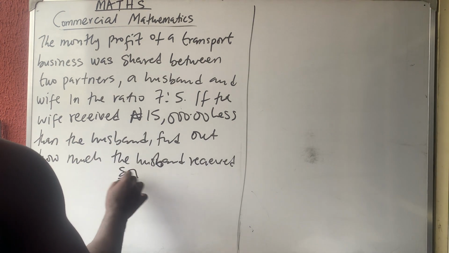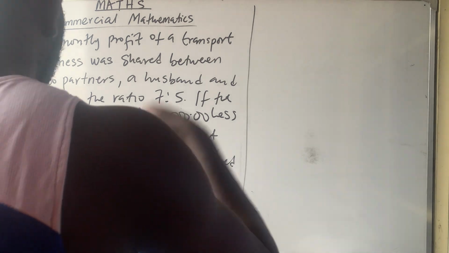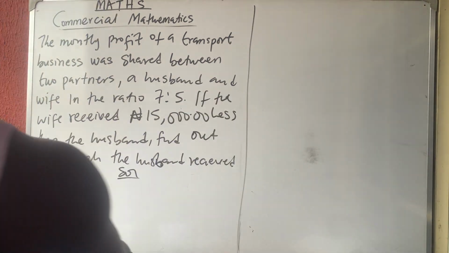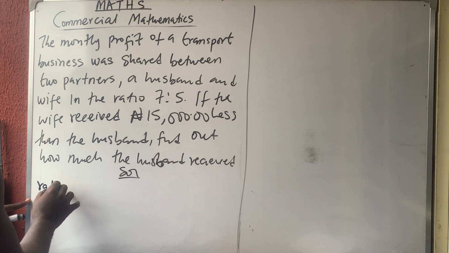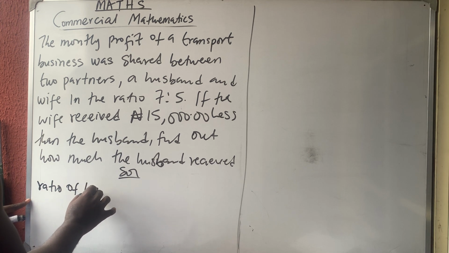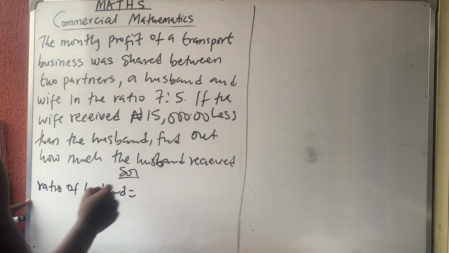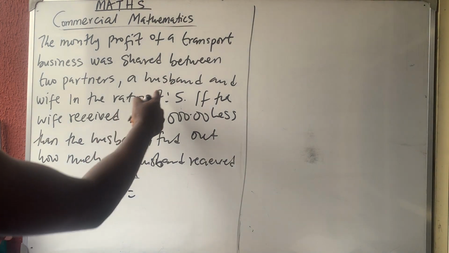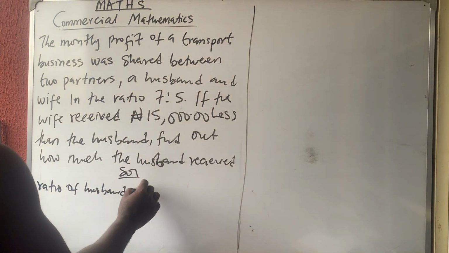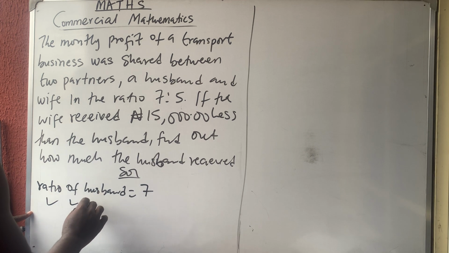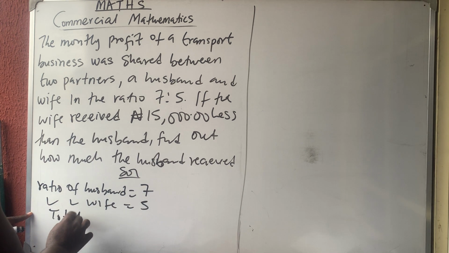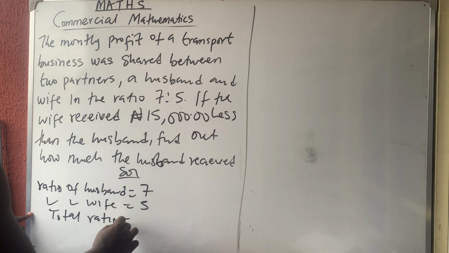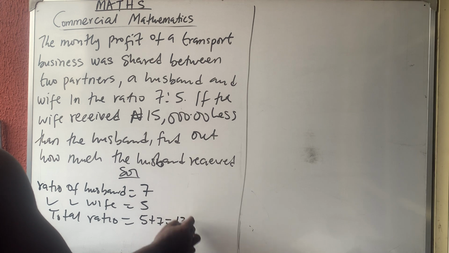Solution. First of all, we need their individual ratio and the total ratio. So ratio of husband, which one do they mention first? They say husband to wife. So ratio of husband is 7, ratio of wife is 5. Total ratio is 5 plus 7, which is 12.